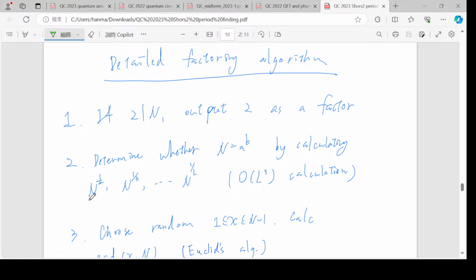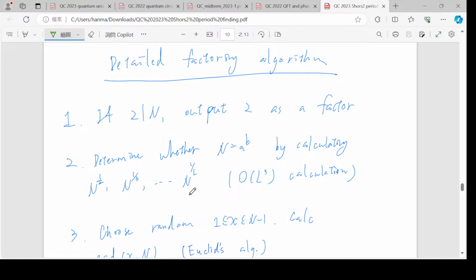To calculate each one of them, you need to do about L squared calculations. So in total you need on the order of L cubed calculations. That is still in our time budget. And once again, L is the logarithm of n.